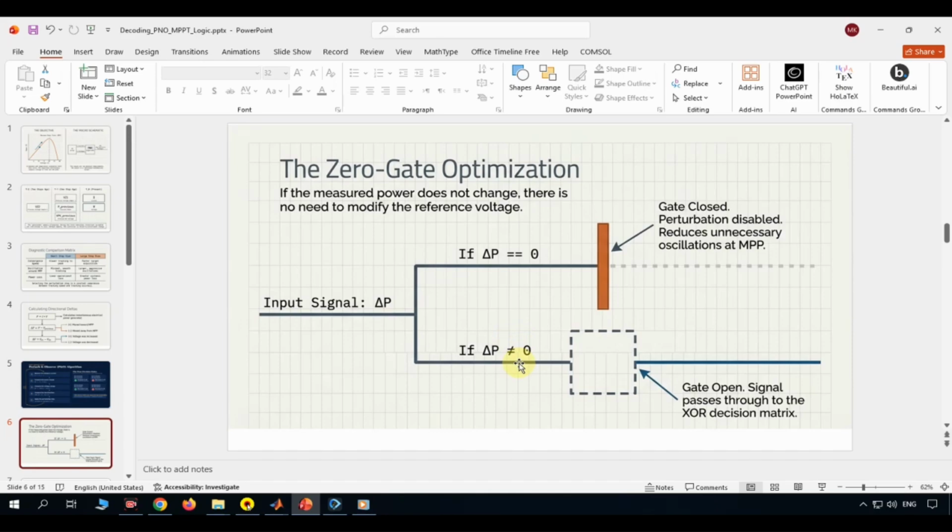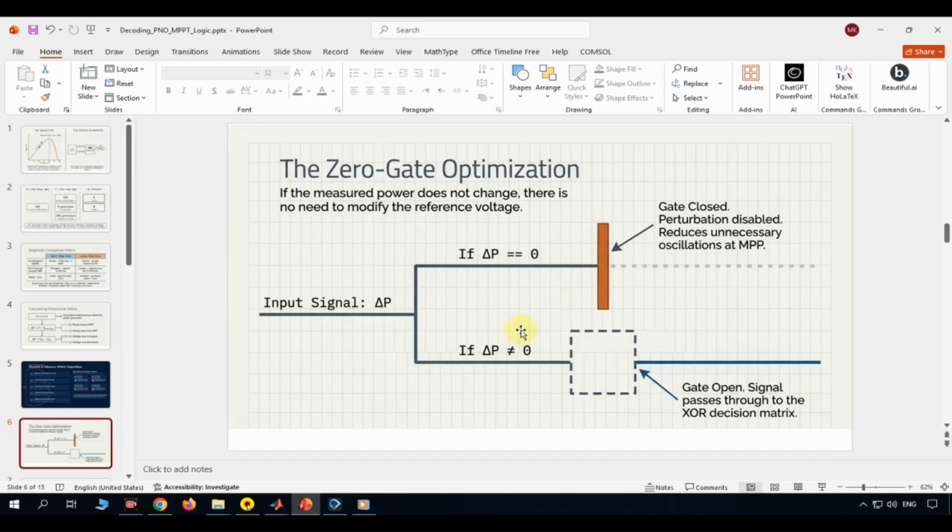The next step applies a gate to that perturbation. This is an important improvement. If the measured power does not change, there is no need to modify the reference voltage. Therefore, the perturbation is disabled whenever the power difference is exactly 0. This reduces unnecessary oscillations around the maximum power point.